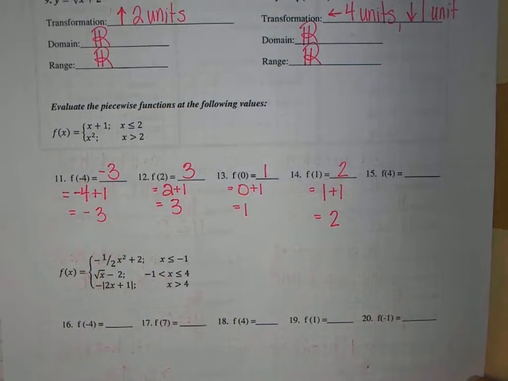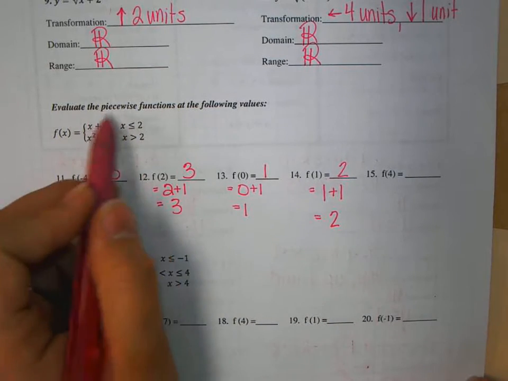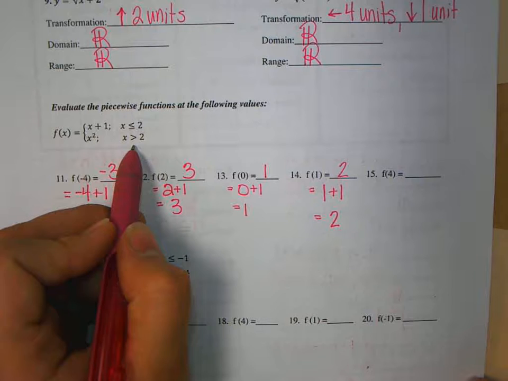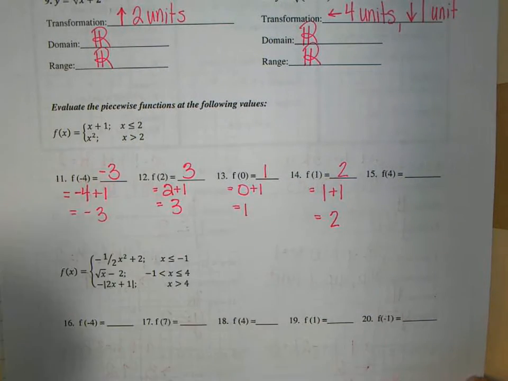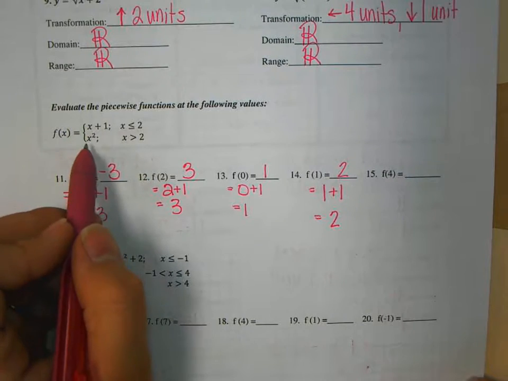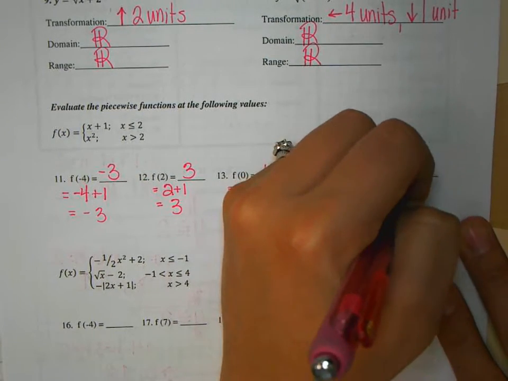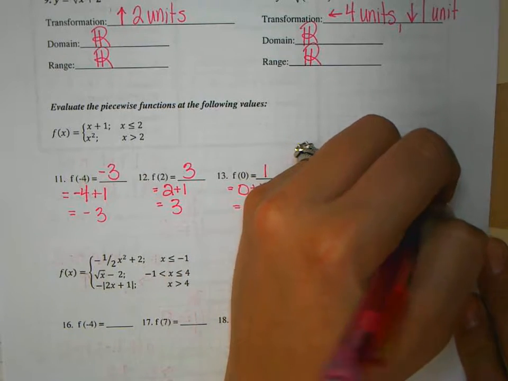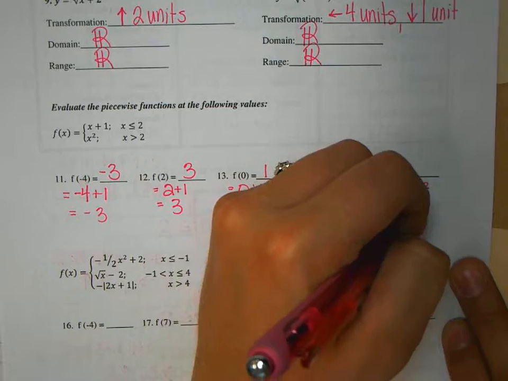f of 4. Is 4 less than or equal to 2? No. So we finally got to know we have to move to the next inequality. Is 4 greater than 2? It is. So now I have to use this second function. So we still substitute into it. So the 4 squared, and 4 squared, we should all know that, is 16.